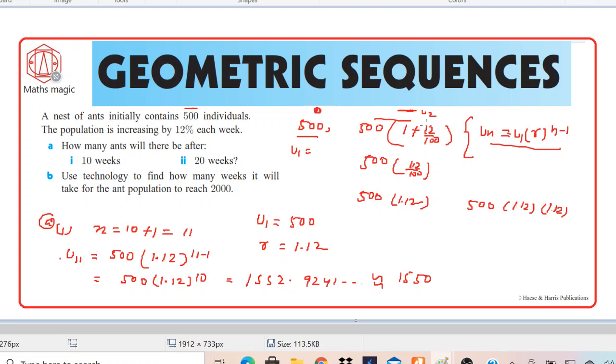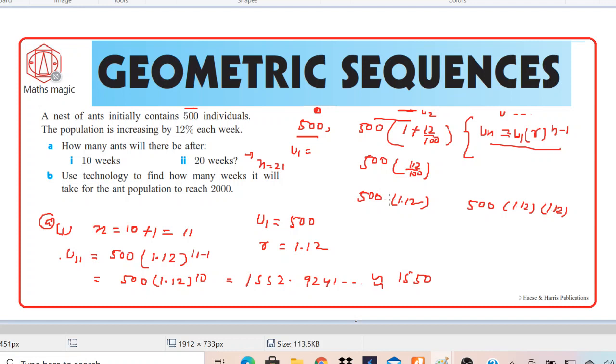And then, as I told you, the end of the second week is going to be u3, and so on. So after 10 weeks it's going to be u11. So our number of terms for this geometric sequence is going to be 11. And similarly for part 2, your n is going to be 21.